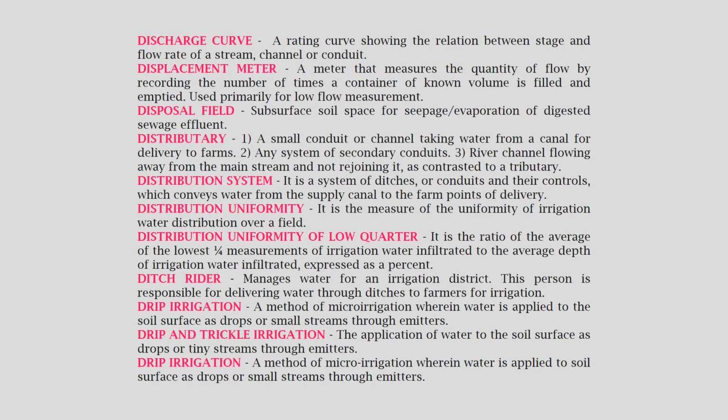Ditch rider. Manages water for an irrigation district. This person is responsible for delivering water through ditches to farmers for irrigation. Drip irrigation. A method of microirrigation wherein water is applied to the soil surface as drops or small streams through emitters. Drip and trickle irrigation. The application of water to the soil surface as drops or tiny streams through emitters.